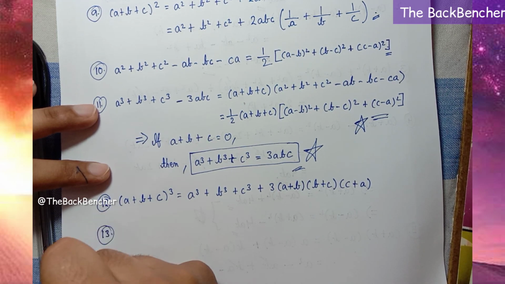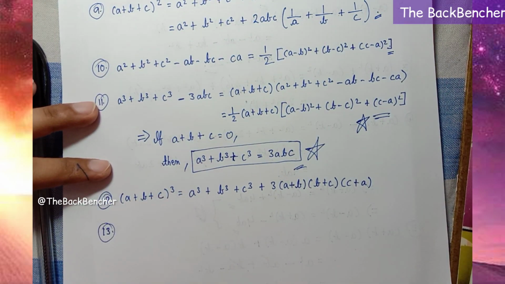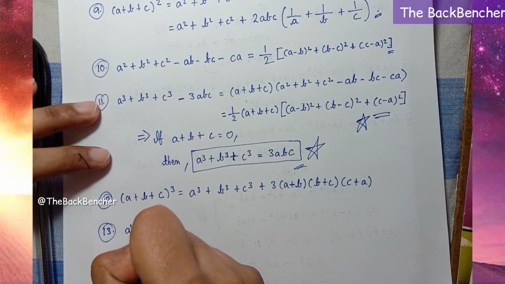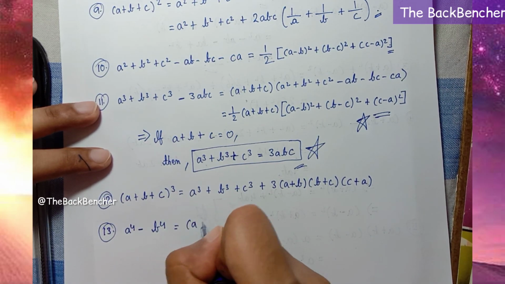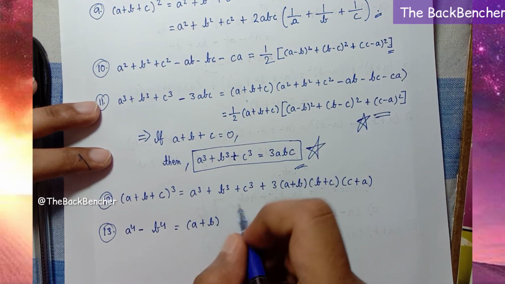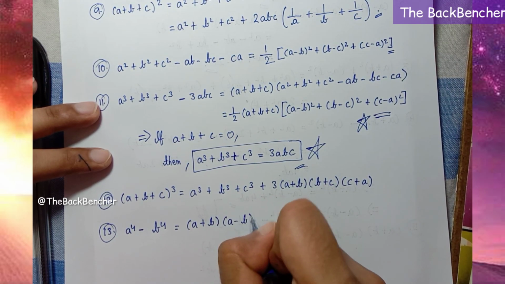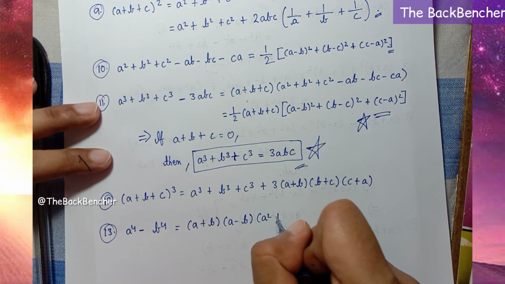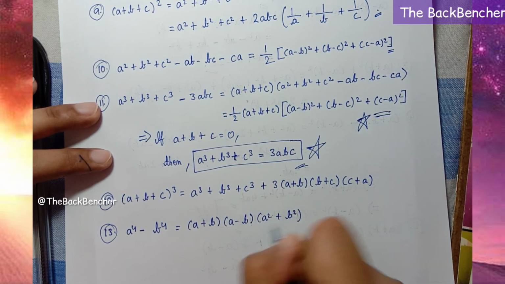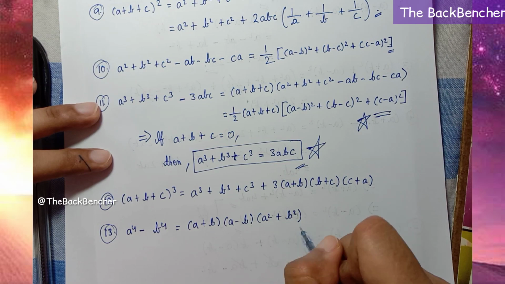Now moving on to the 13th identity, that is a to the power 4 minus b to the power 4. Here it is a plus b and a minus b, and this will be a squared plus b squared. That will be the resultant.